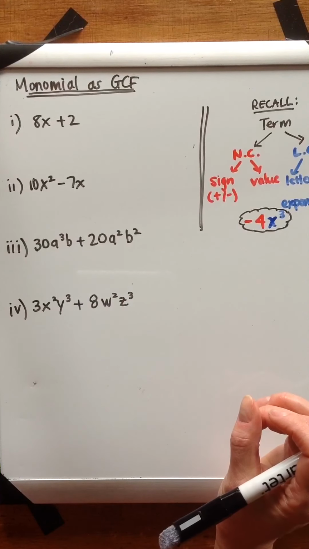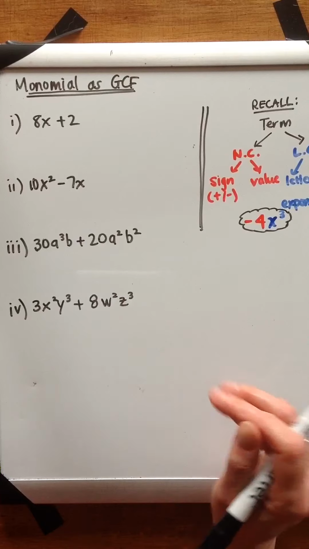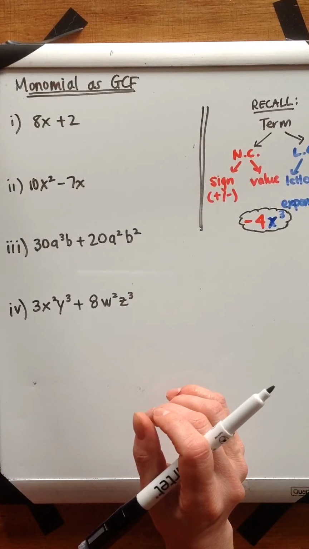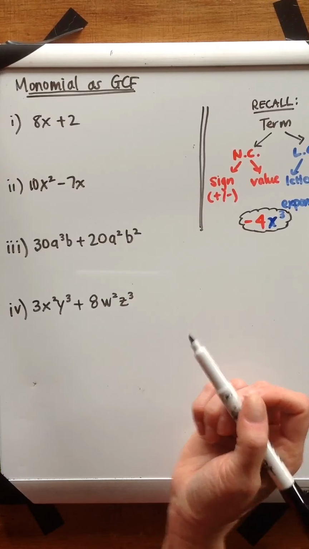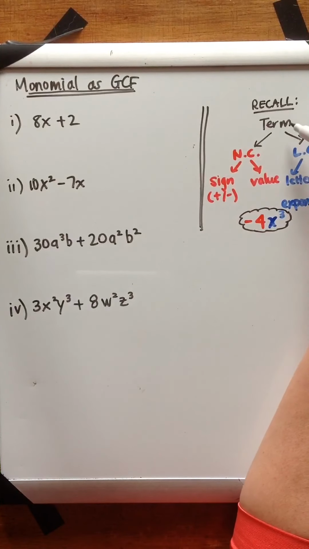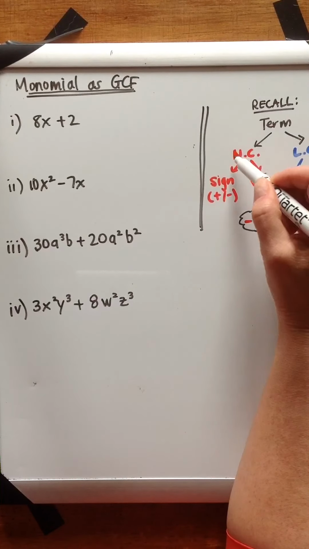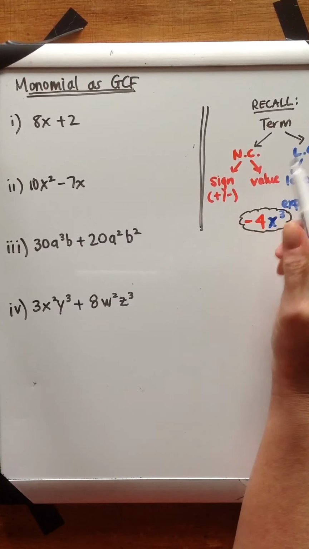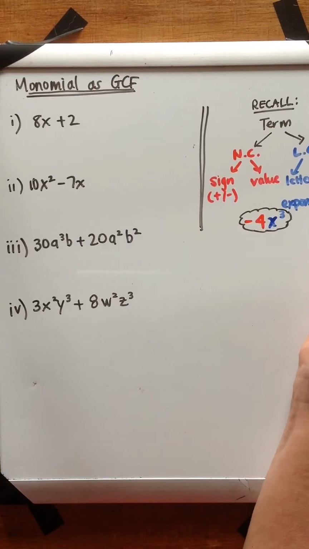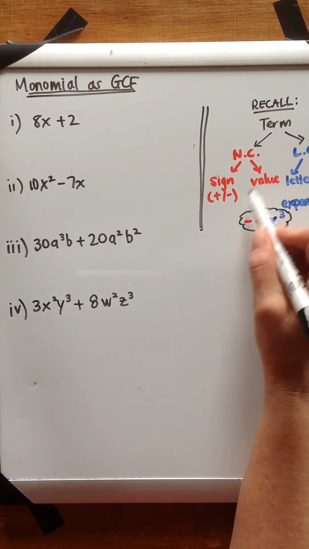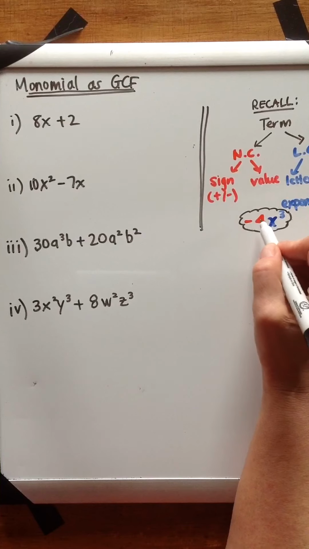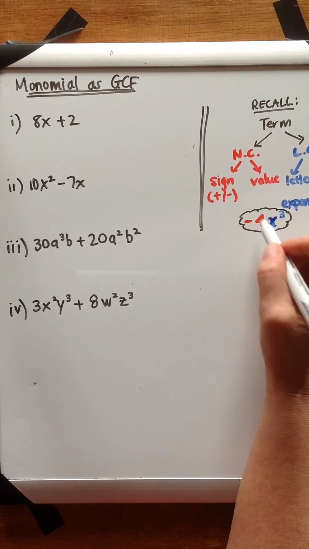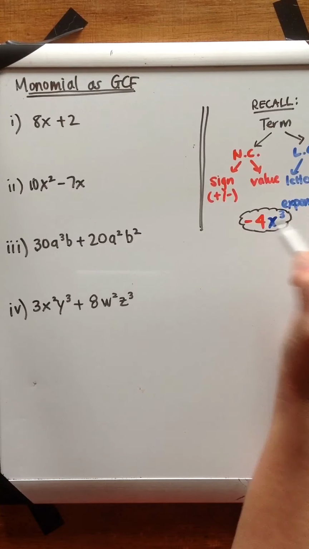The first one is trying to find a monomial in a string of terms as the greatest common factor. So let's begin by remembering that a term has two key parts, the numerical coefficient and the literal coefficient, which can each be broken down into two more parts that make up four parts of every term. The numerical coefficient consists of a sign, positive or negative. If it's not present, we know it's positive. And a value that could be an integer, a decimal, a fraction, any value belonging to any number set.